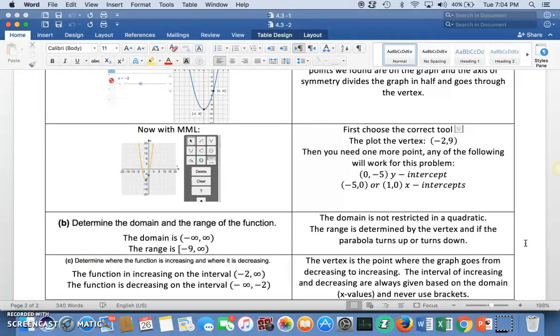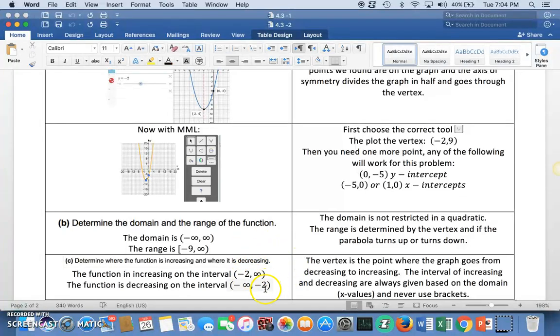Then it says to determine the domain and the range. Well, for any quadratic, your domain is all real numbers, negative infinity to positive infinity. The range, notice the lowest y value was negative 9, and it goes up, so it goes to positive infinity. The negative 9 is included, to positive infinity.